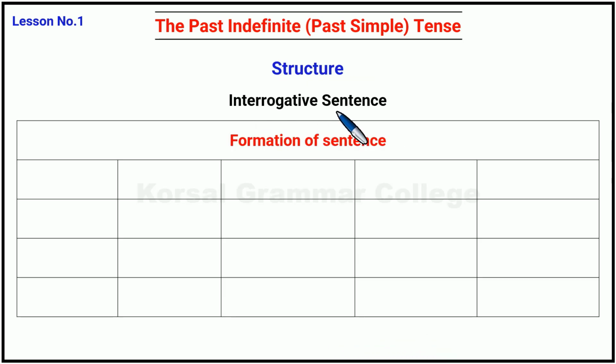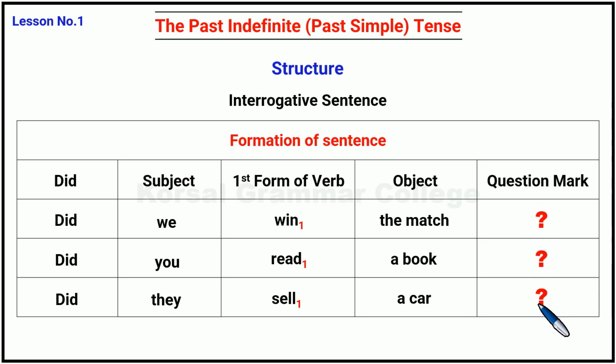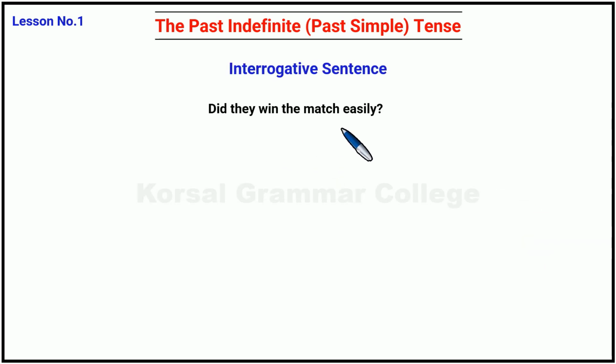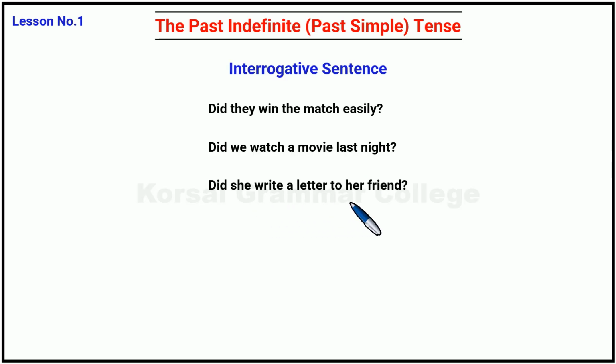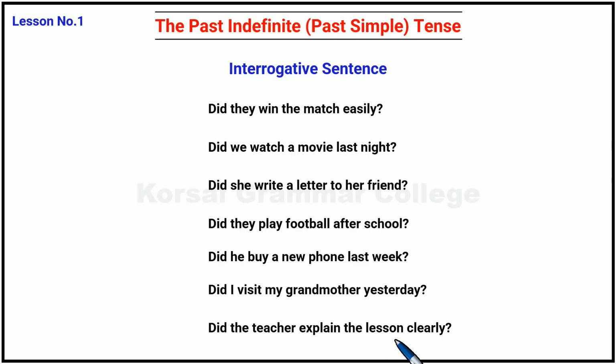To form an interrogative sentence, first put did, then put subject, then put first form of verb, then put object, and put question mark at the end. Did they win the match easily? Did we watch a movie last night? Did she write a letter to her friend? Did they play football after school? Did he buy a new phone last week? Did I visit my grandmother yesterday? Did the teacher explain the lesson clearly?